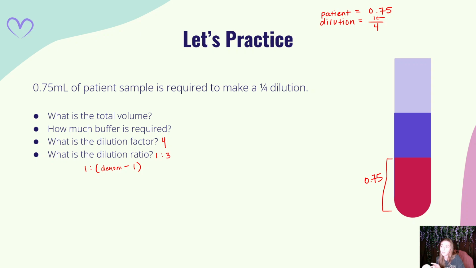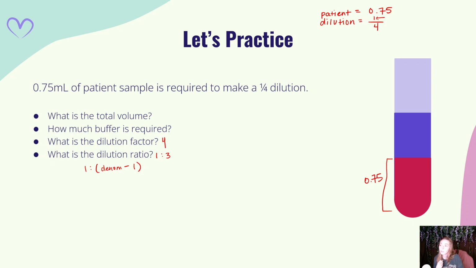So we have 4 total parts. We have 4 total volume. One of those parts is our patient specimen, and 3 of those parts is our diluent. Sorry, I don't know why I just fully blue screened there.